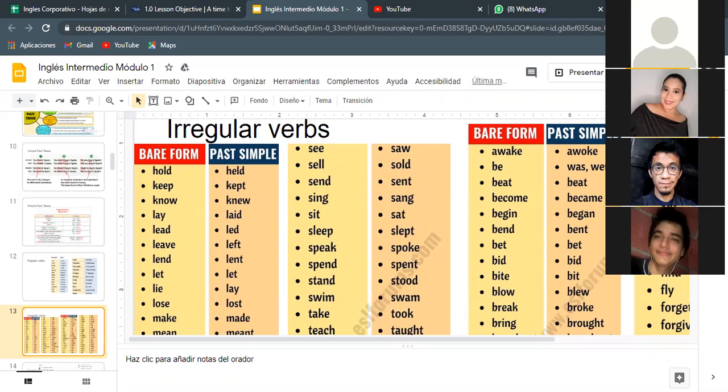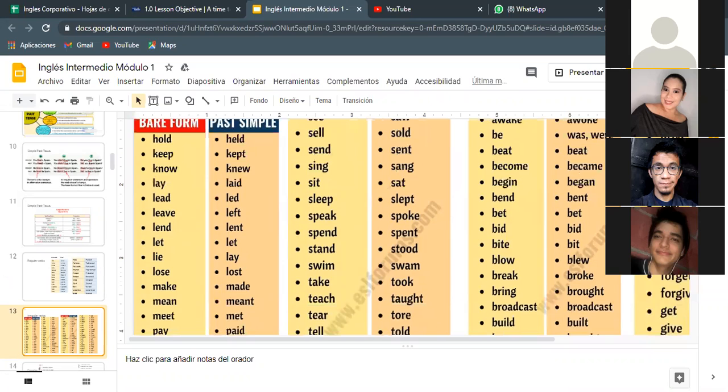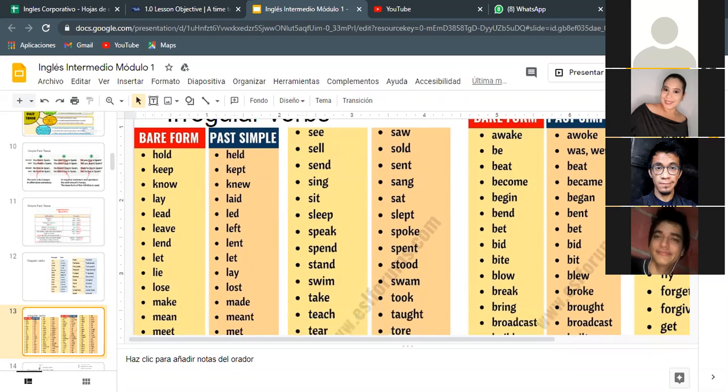Now we're going to do the exercise with the irregular verbs. There are many because these are a lot. What we're going to do for first of all is to repeat. Okay. Everybody, please repeat.